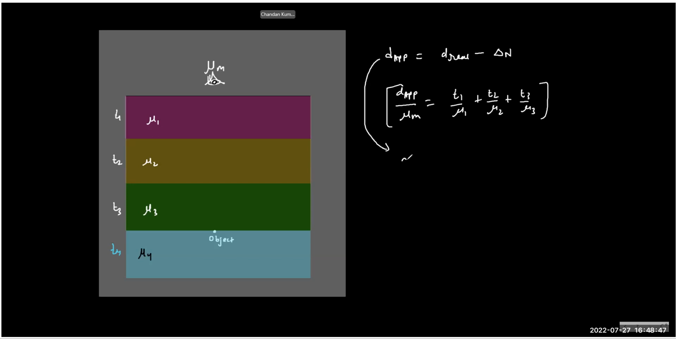So the D apparent is D real, which is T1 plus T2 plus T3, minus the shifts. Now, as we know, shift is independent of the position of the slab. So how much will the first slab shift? I know the answer: T1 into 1 minus mu medium by mu1, correct? If you remember.